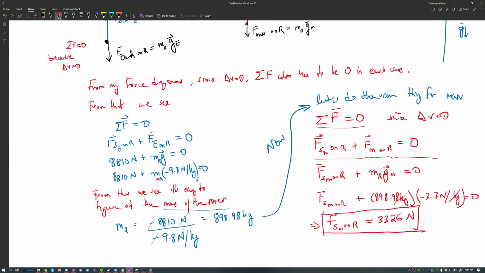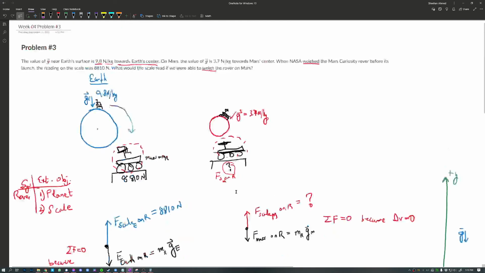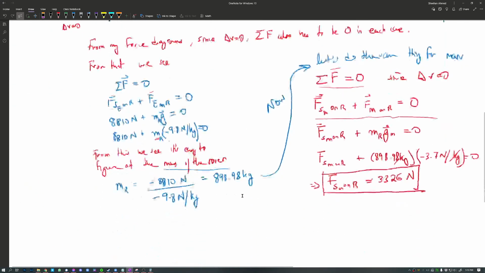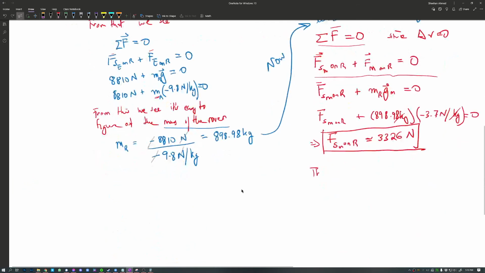Okay, hey, I have my answer. That's exactly what I was looking for. What would the scale read if we were able to weigh the rover on Mars? The scale on Mars would read this number. Okay, what next? We're not done.